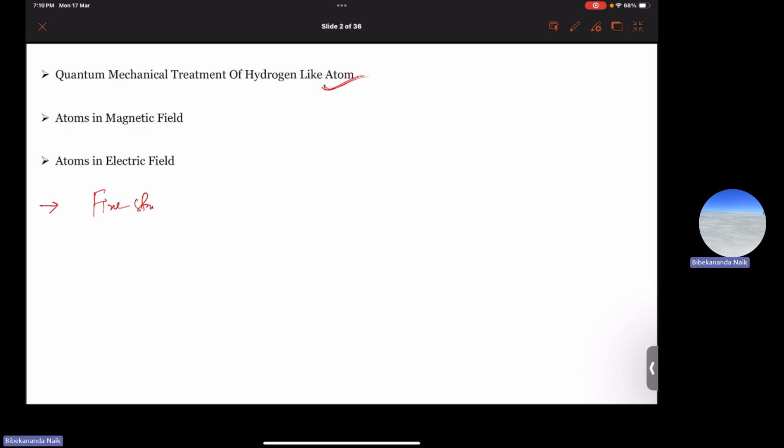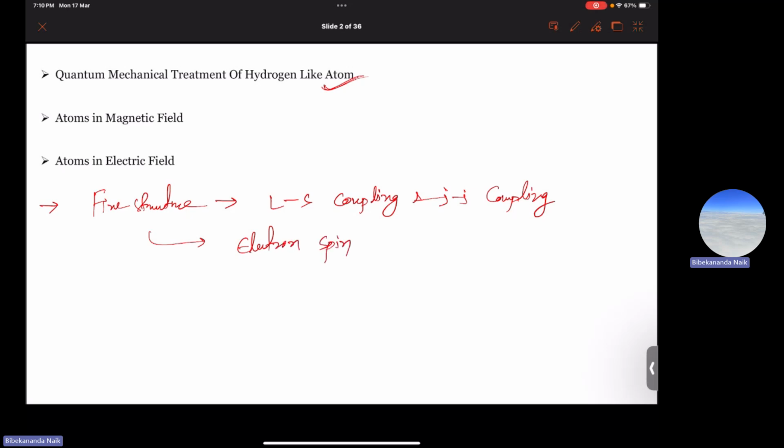From the fine structure there was LS coupling and JJ coupling, and that was due to the spin of the electron, that is electron spin. Initially only orbital angular momentum was known to us. When the electron revolves around the nucleus, there is orbital motion of the electron. Corresponding to that orbital motion there is orbital angular momentum, then orbital dipole moment and all those things.